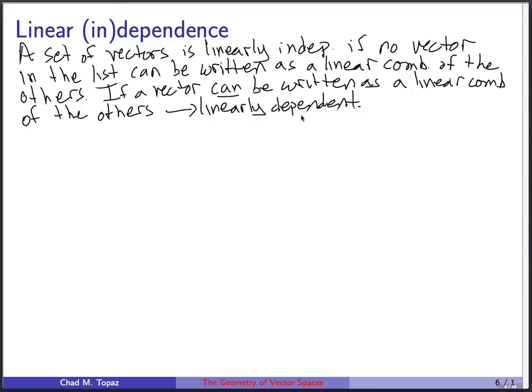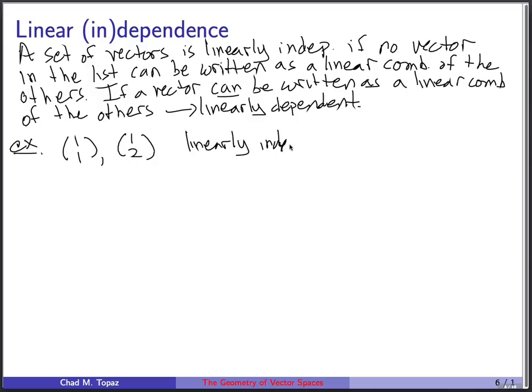Okay, so let's do some examples. Suppose I give you (1, 1) and (1, 2), and I ask you, are these linearly dependent or independent? The answer is independent, because there's no linear combination of this single vector you can take to get this vector, right? I can't multiply this by anything to get this one. So this is linearly independent.